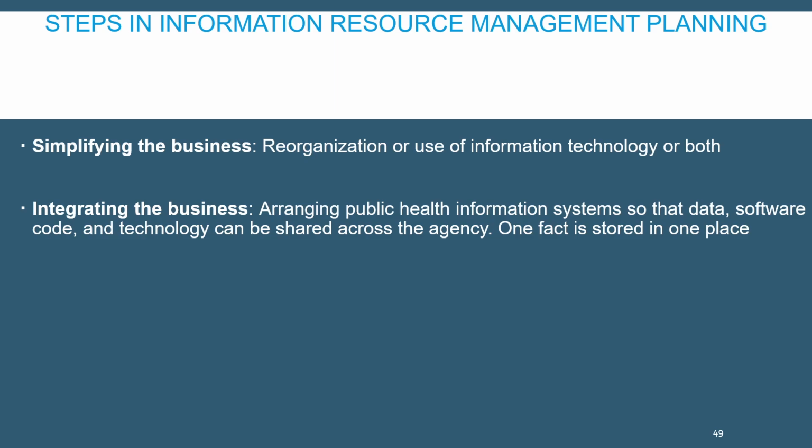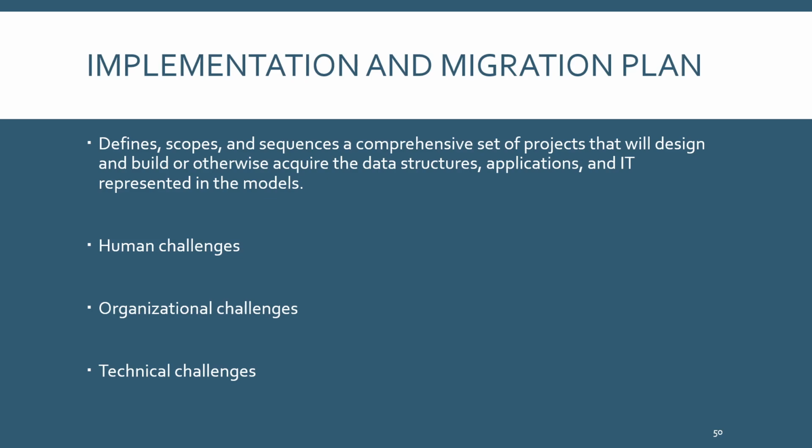Then some steps in resource management planning imply simplifying the business. You want to reorganize and use information technology, or both, and you want to arrange public health information systems in such a way that data, software, and technology are shared across the agency. You don't want to have duplication of facts or data, because that creates confusion. Which is the real one, which is the updated one? That's part of the things that you need to be aware of.